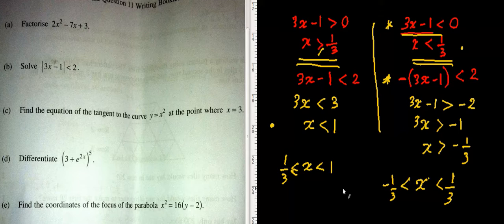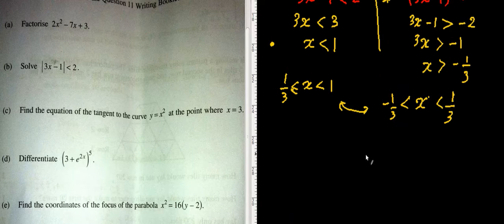Now what I can do is combine the two together, and x is actually between 1 and negative a third. I hope you understand that. If you don't, please leave comments below and I will explain it one more time.